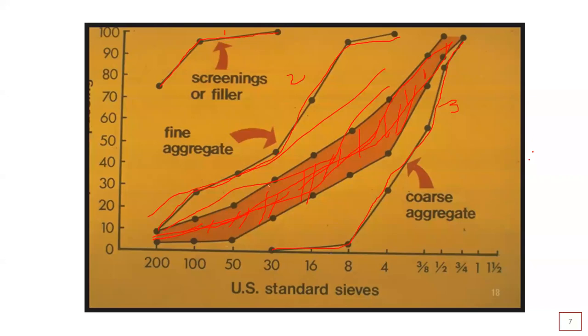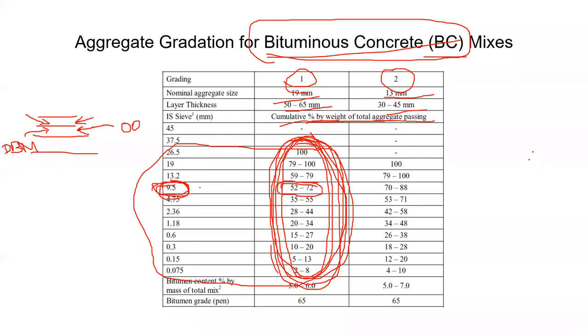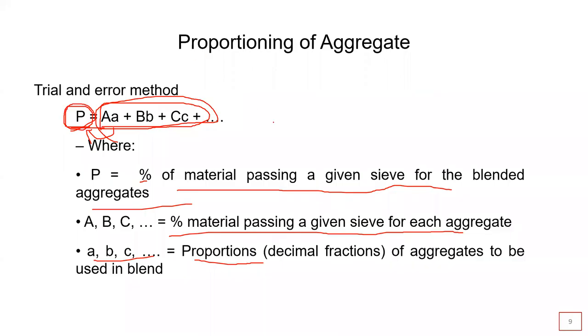It's not okay because it is fulfilling only for 9.5 mm. You have to do it for all the shapes, and it should be lying in the given range for that particular combination.